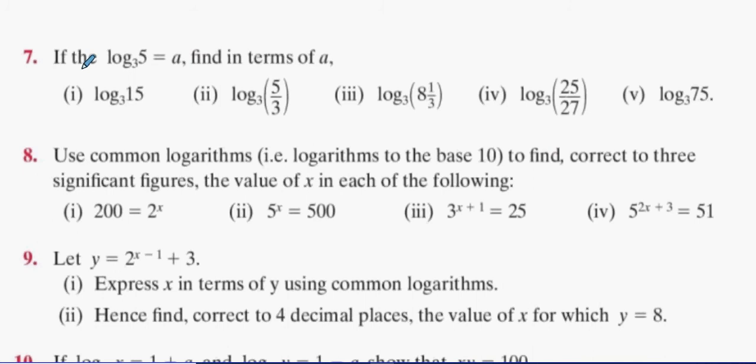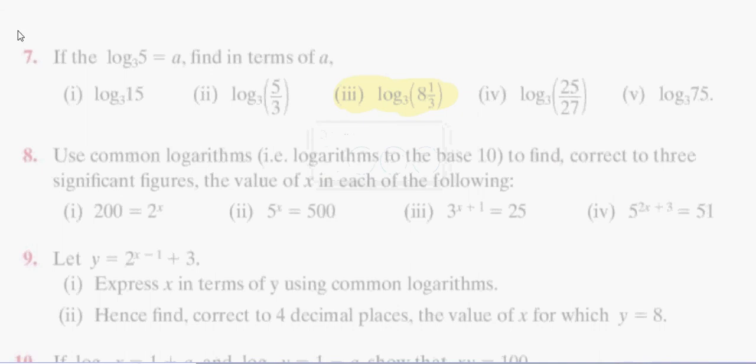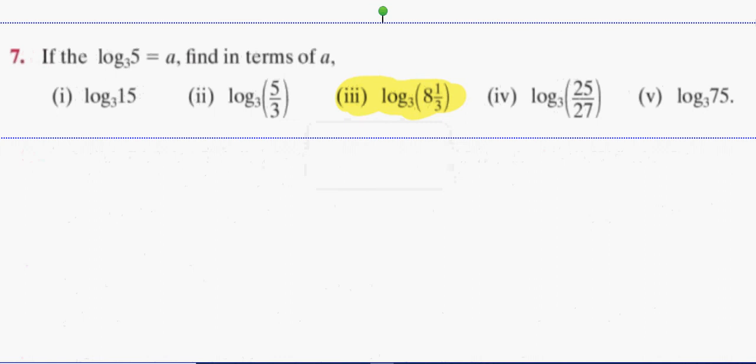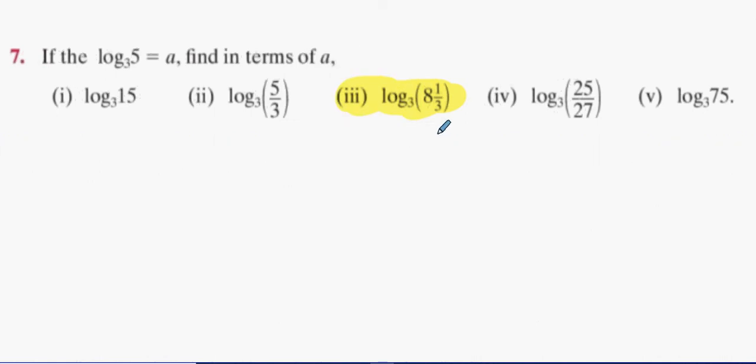Okay. Alright. I'm going to do one of these. The one I'll do is part 3. Ever see that one? Okay. Now. What can I change this to? 8 and 1/3. What can I change 8 and 1/3 into? 25 over 4. Okay. Now, 25 over 3, my fault.